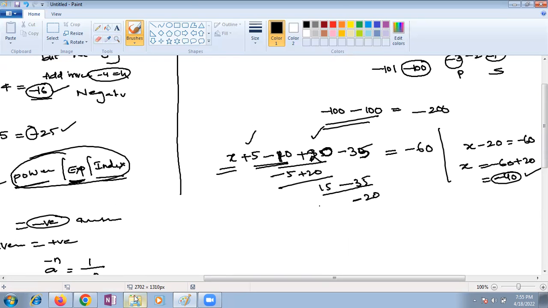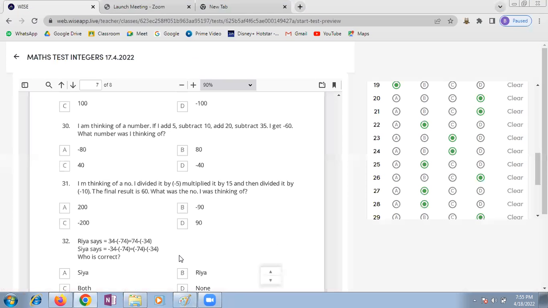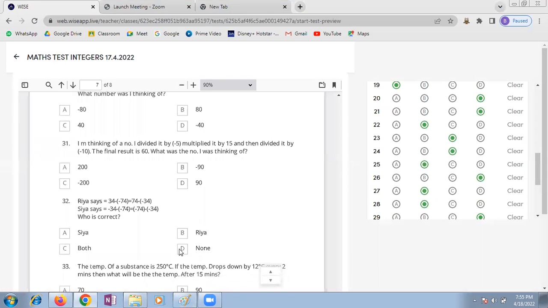Any other doubt, students? Next, the 31st one. I'm thinking a number. I divided it by minus 5, multiplied by 15, and then divided by negative 10. The final result is 60. What is my number?